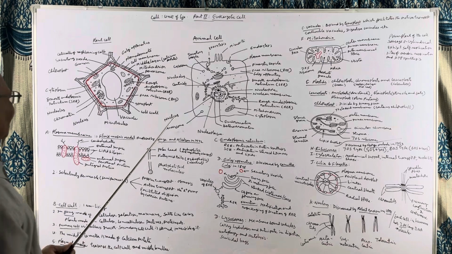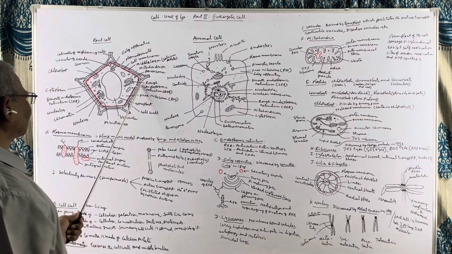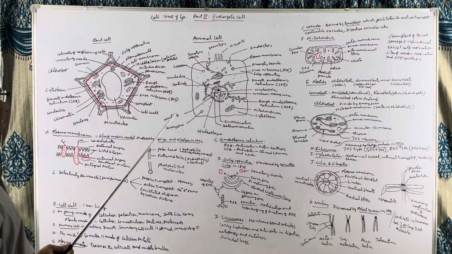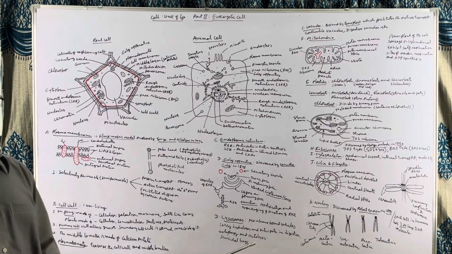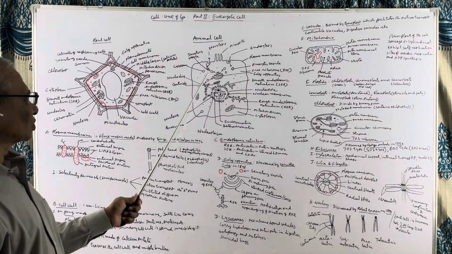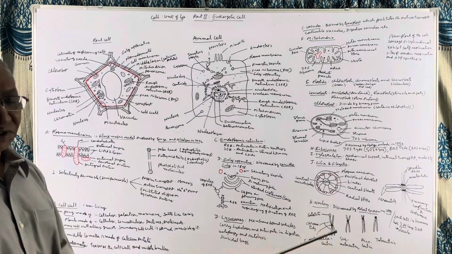Then, in the cell wall of plants, there are channels known as plasmodesmata. The plasmodesmata connect the cytoplasm of neighboring cells. They are also present in some of the animal cells.